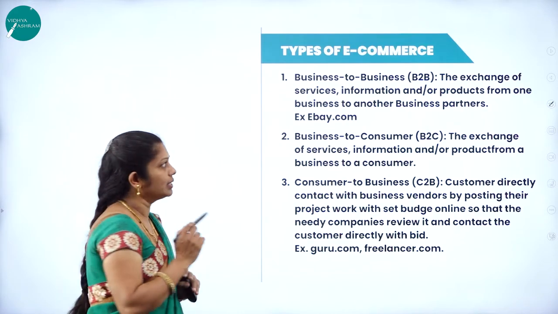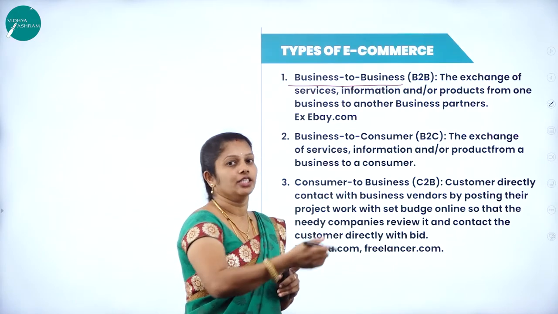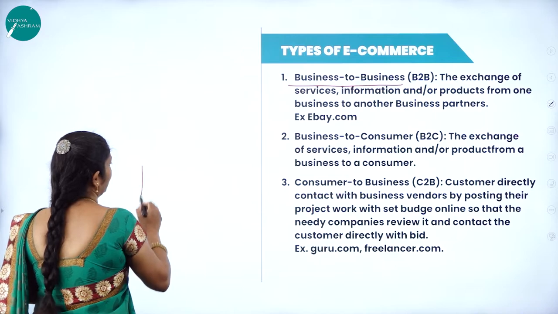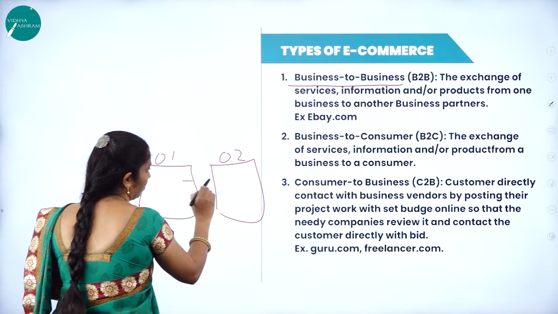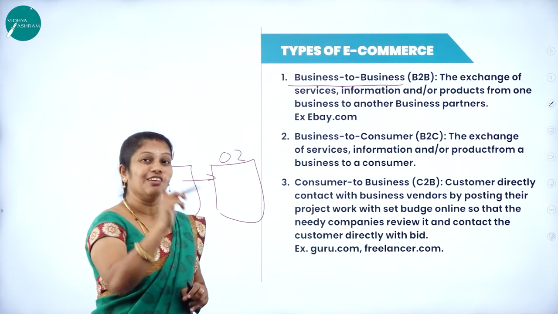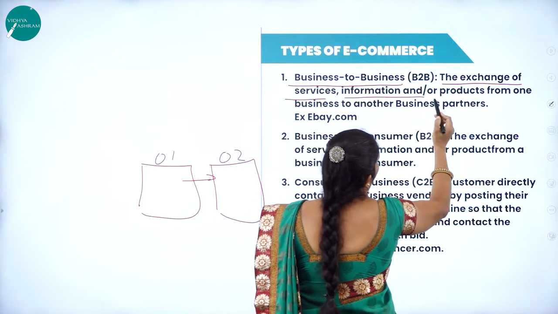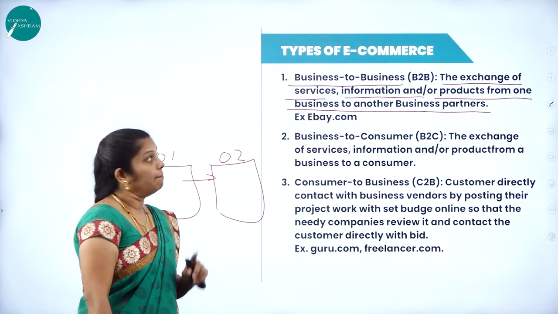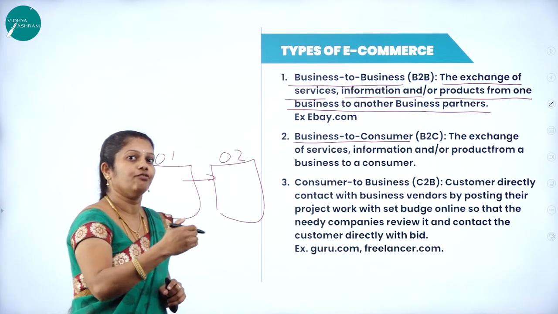Then coming to types of e-commerce, the first one is business to business. Here, from one organization to another organization, we are exchanging products with the help of the internet. Consider we have organization 1 and organization 2. Organization 1 supplies product to organization 2. Both are business persons only. Business to business is the exchange of services, information and or products from one business to another business partner.